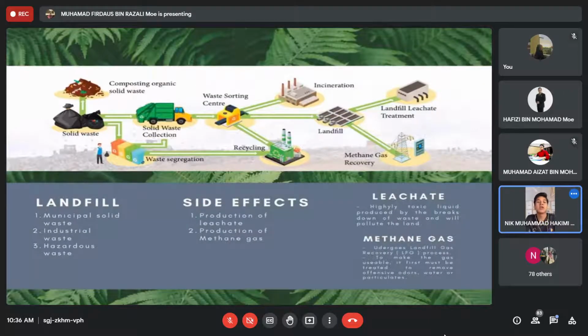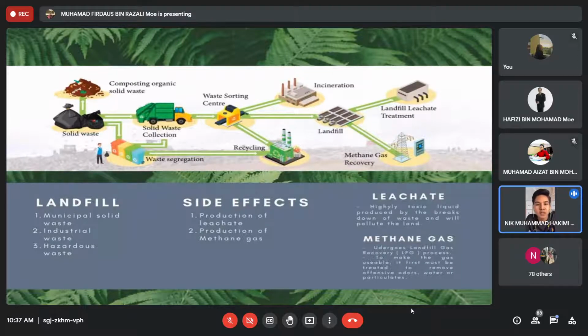Okay, so based on the diagram, we can see that there are many kinds of ways that we can manage the waste. So for example, for the organic solid waste, we can practice the composting process, which is we create our own natural fertilizer. Okay, next one is waste segregation. So if you want to know, waste segregation is a method of dividing or separating the waste into their own categories. Dia macam konsep kita semula, kita asingkan mengikut kelas sampah tersebut.